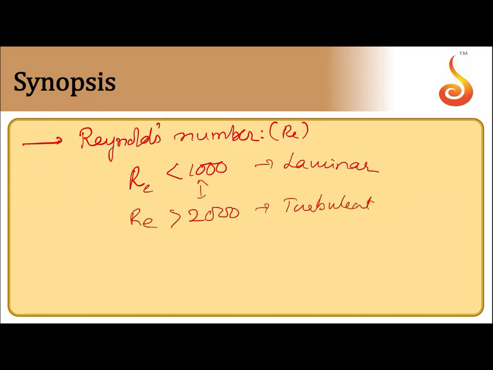So between 1000 to 2000, the liquid may undergo turbulent flow or laminar flow, all depending on the subsequent conditions. This Reynolds number is given by rho into v into d divided by eta. So remember this equation. Reynolds number is generally asked in the conceptual form, so remember the range of values as far as Reynolds number is concerned.